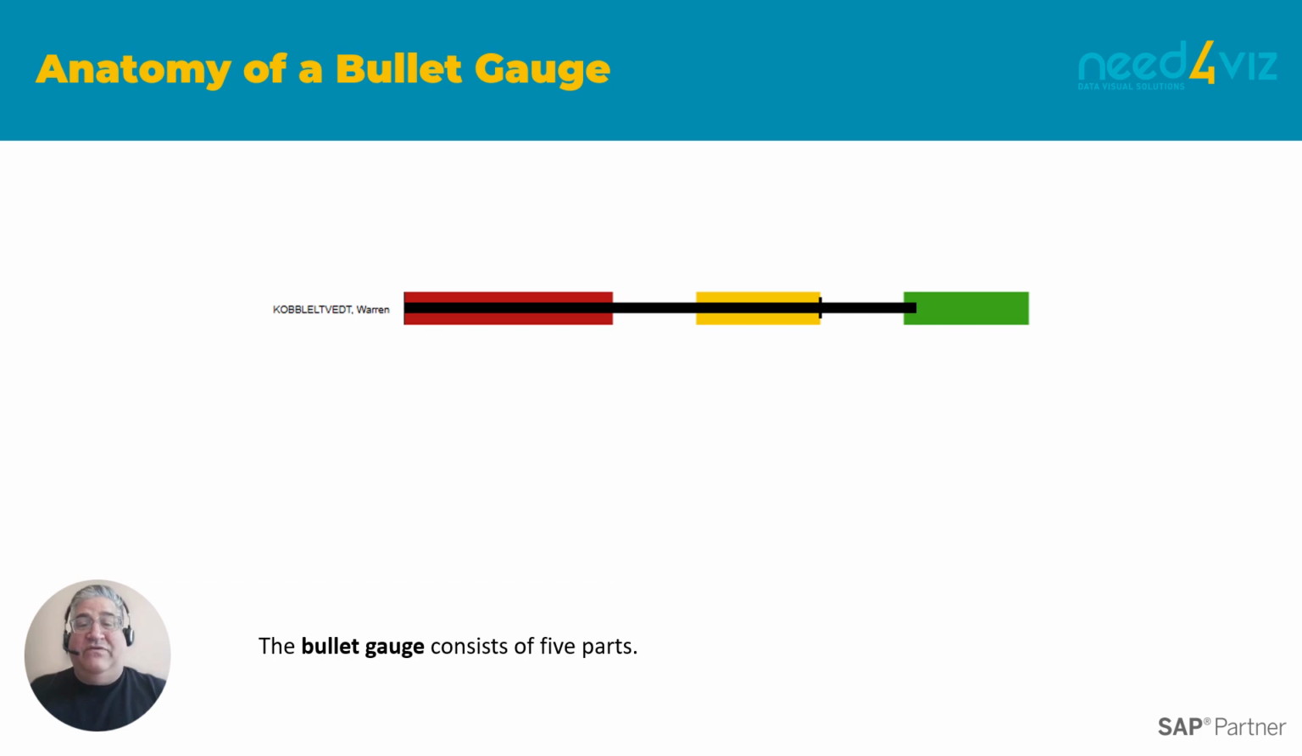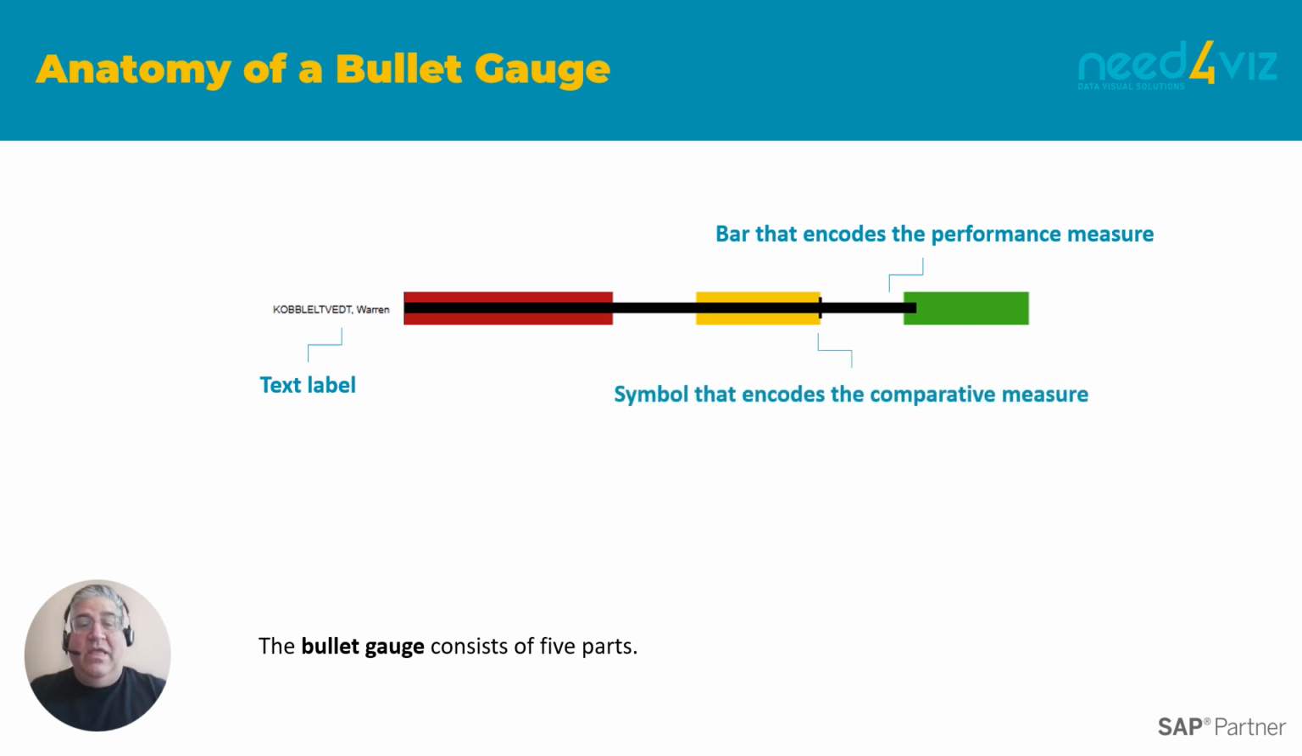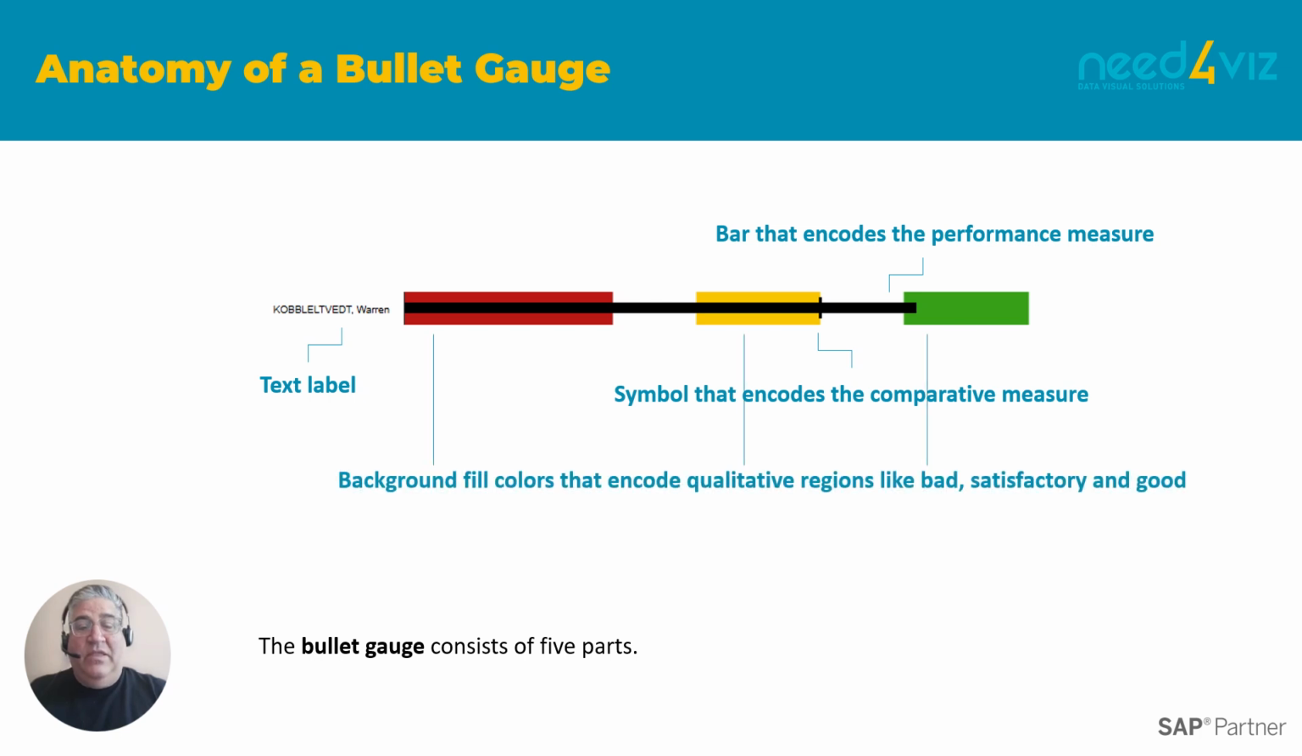A bullet gauge consists of 5 parts combining both quantitative and qualitative features into a compact space. There is a text label dimension, a bar representing the quantitative measure, a line representing its quantitative target value, and color bands that represent qualitative values such as below average, average, and above average.